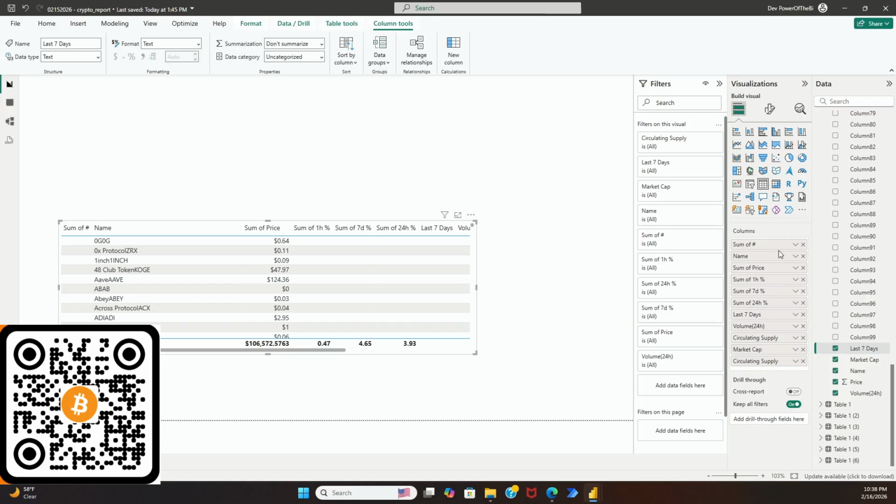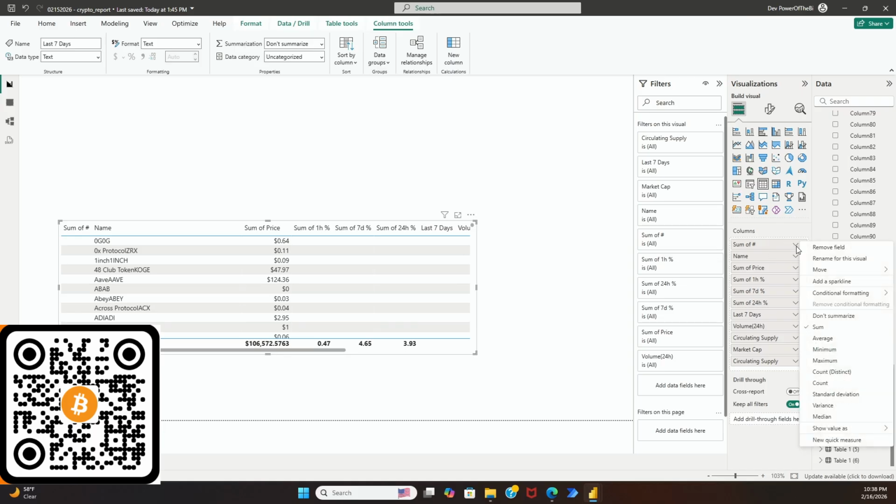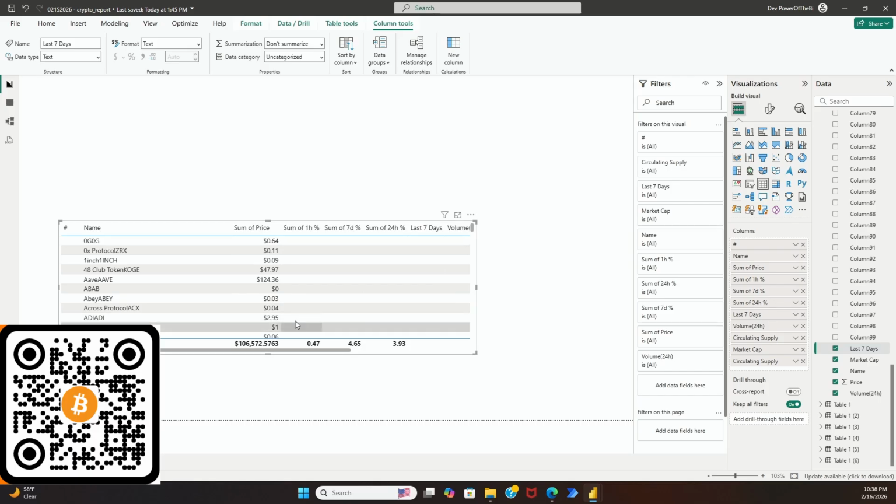So basically what we're going to do is take sum of number and remove that summarization. We just want that number, which is just giving us the order. For instance, we pulled in 500, so it's like 1, 2, 3, 4. Bitcoin is 1 and then 2 and 3 and 4 and 5, right? And then we've got some that are blank. We're going to remove those. I'll show you how to do that in a minute.